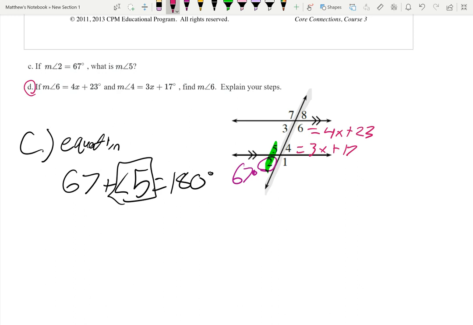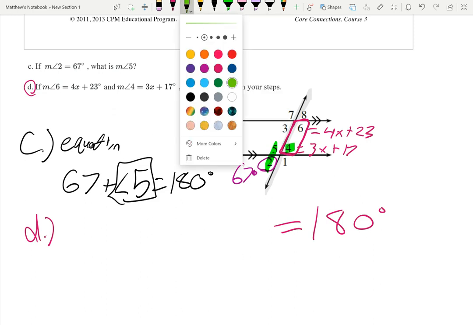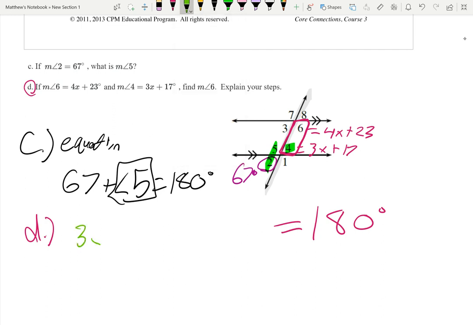So here, again, I'm going to set up an equation showing that the relationship between these two angles adds up to 180 degrees. So if I do that here for part D, I'm going to have this equation that adds up to 180. And inside of it, I'm going to have my two angle measures. First, I'll have angle 4, which I'll do in green, and that is 3x plus 17. And then I have the measure of angle 6, which is 4x plus 23. And when I add these two together, that's going to give me 180.